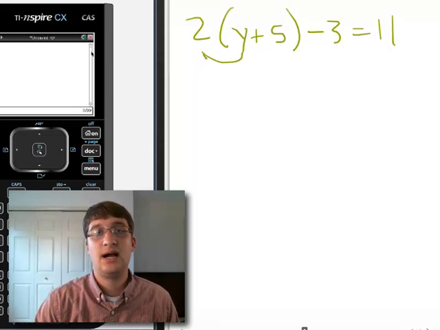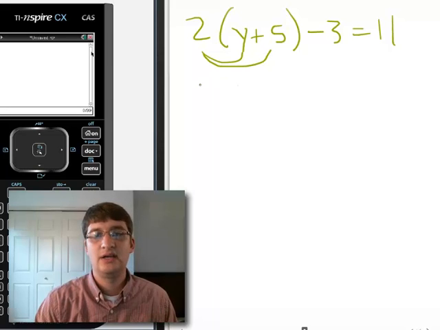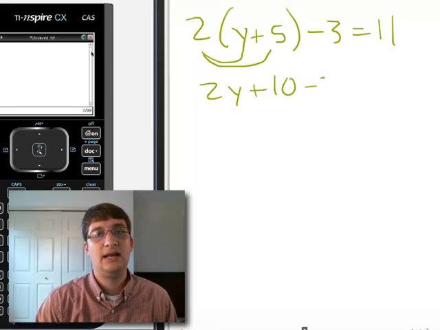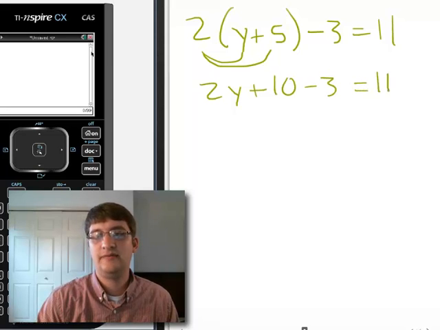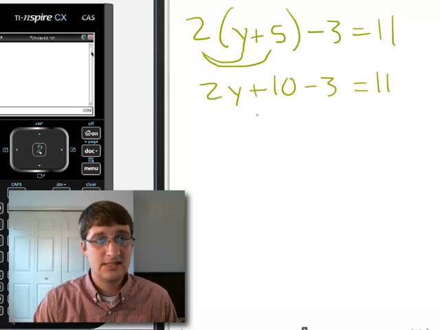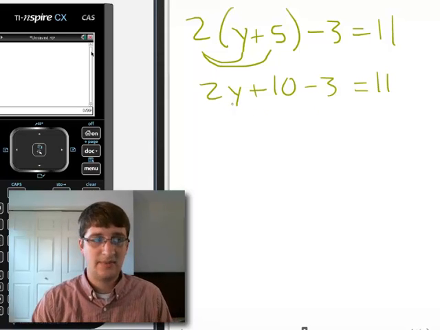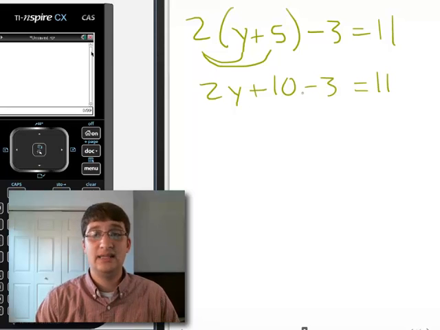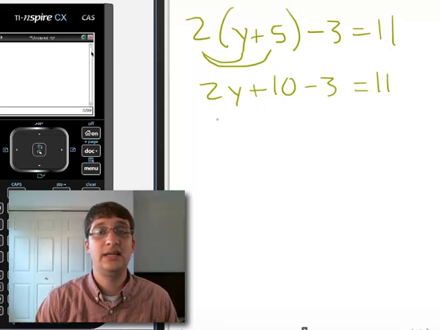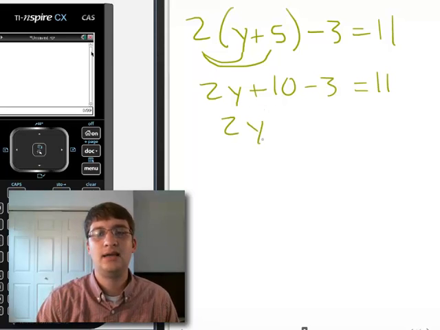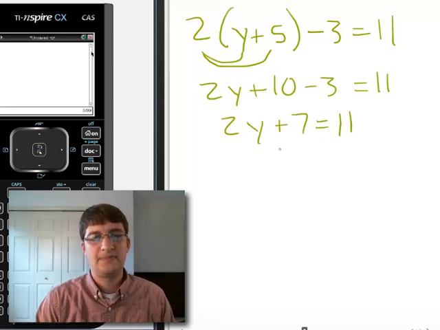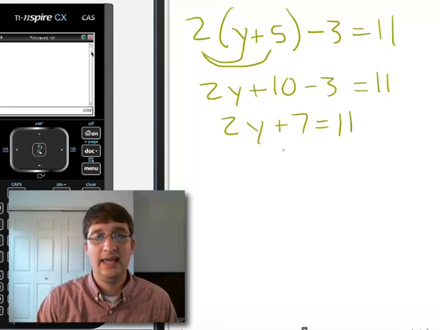So 2 times y and 2 times 5. 2y is how I write 2 times y. Plus 2 times 5 is 10. Minus 3 equals 11. All right. Next step would be to combine like terms. There are no variables to combine 2y with, so I'm going to combine these two numbers. 10 minus 3 is 7, so I've got 2y plus 7 equals 11. Okay? Now it's time to go ahead and solve.